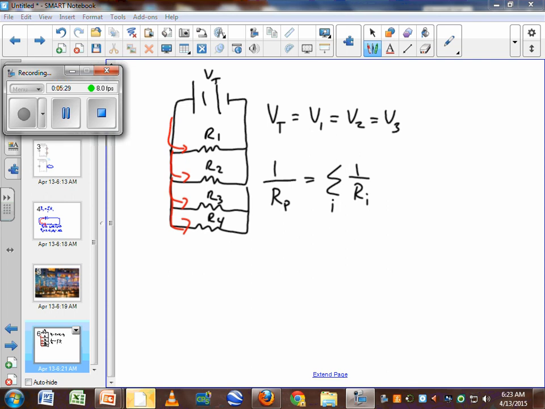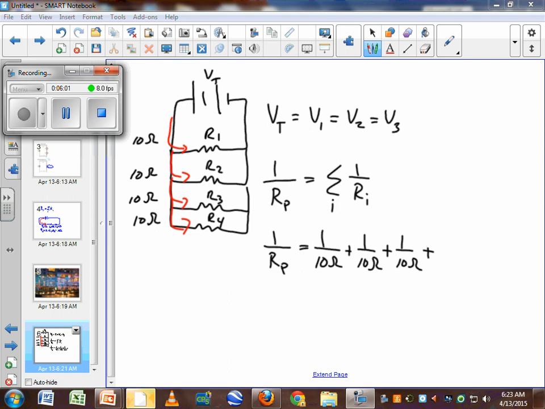Well, let's go ahead and do an example. Let's say our first resistor, R1 here, is 10 ohms. R2, let's say, is 10 ohms. Let's just do 10 ohms for all of these. Let's say we have 4 10 ohm resistors all in parallel. So the way you would calculate that is you would say 1 over Rp equals 1 over 10 ohms plus 1 over 10 plus 1 over 10 plus 1 over 10.